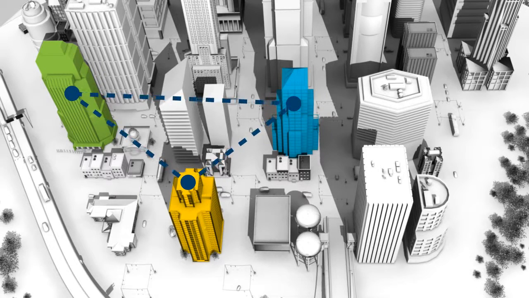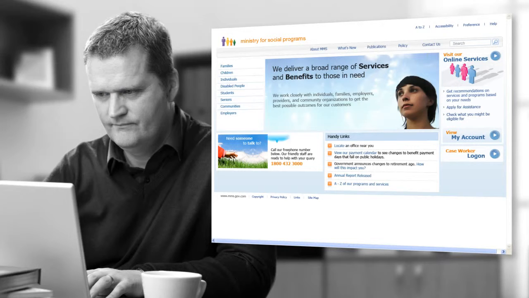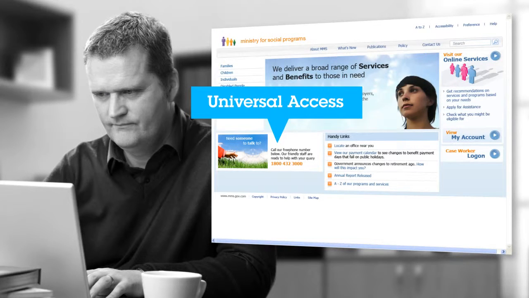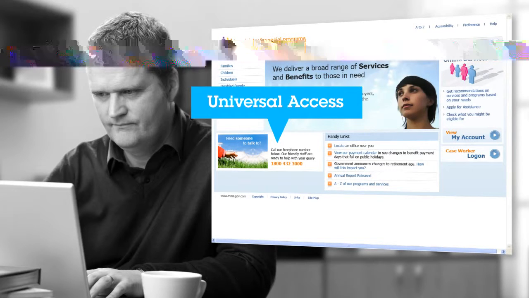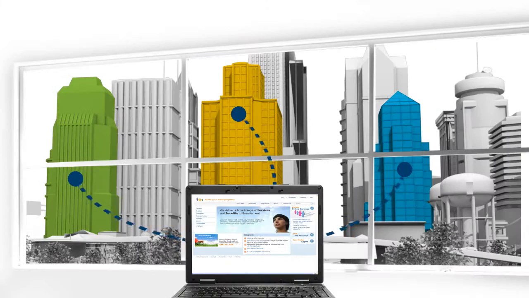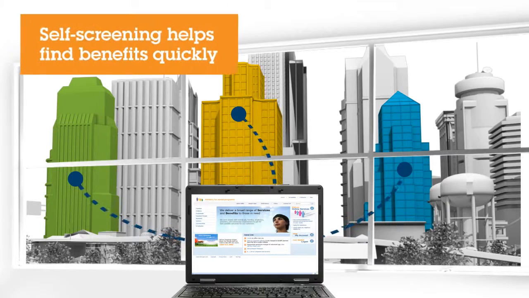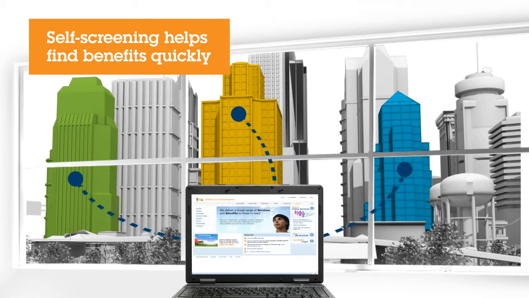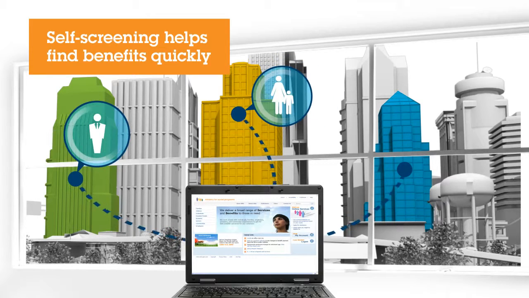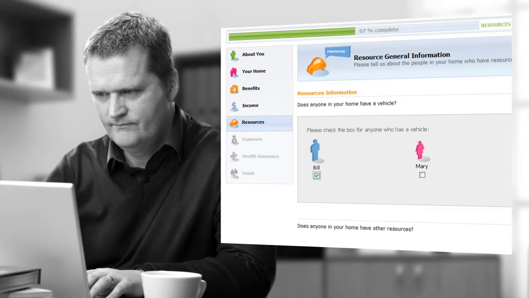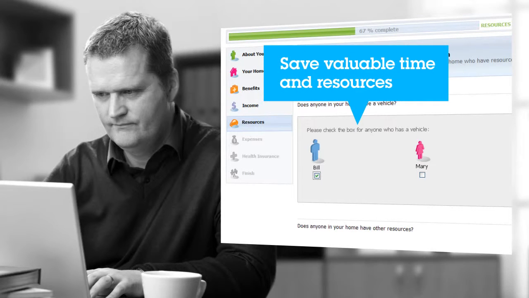Bill is in luck. His region recently implemented IBM Cúram Universal Access. Bill can use Universal Access to assist him in finding appropriate social programs and benefits to help support his family while he searches for a job. Through Universal Access, Bill can screen himself for a variety of benefits and services, such as job placement, childcare, or food assistance. The self-screening process guides Bill to the benefits and services for which he is eligible, saving him and the social programs provider valuable time and resources.